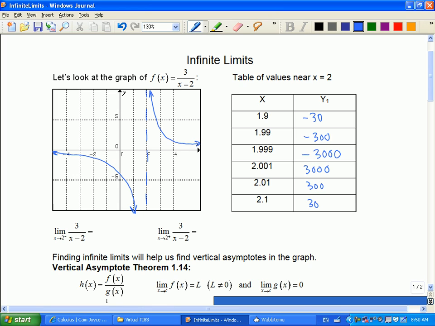So from this picture or from this table, using the numbers or numerical method for limits, we could figure out that from the left side, this is approaching negative infinity, and from the right side, it's approaching positive infinity.